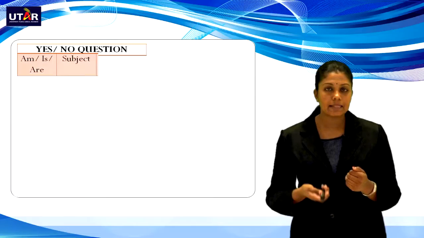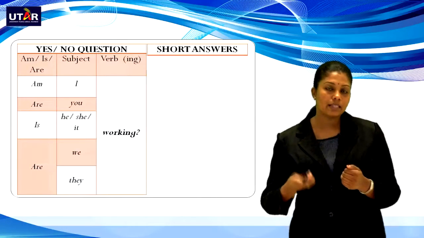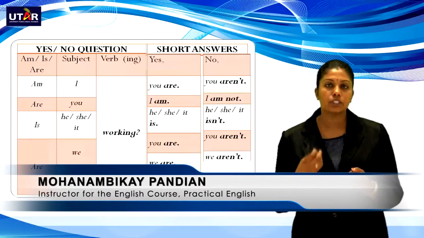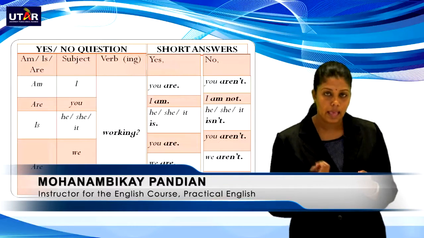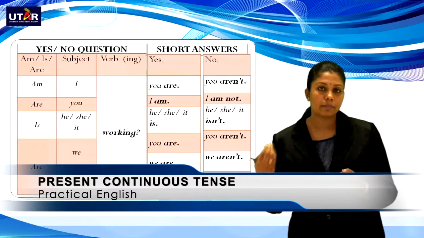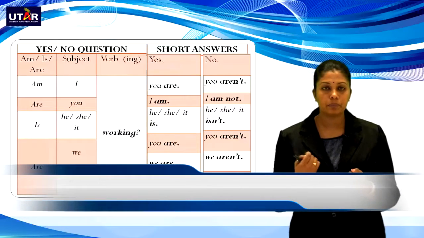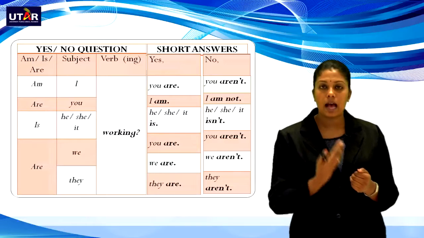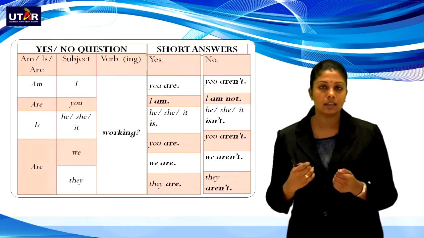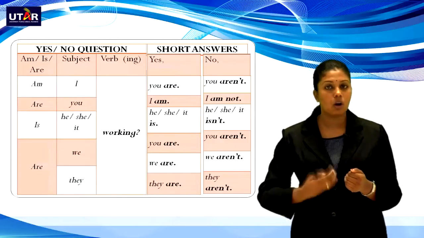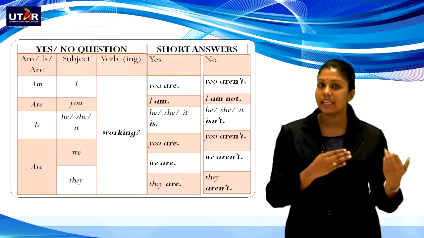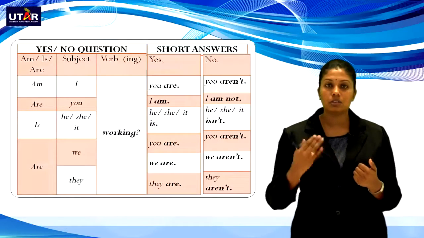We also have yes, no questions. So let's look at yes, no questions. For yes, no questions, you start the question with the auxiliary verb, am, followed by the subject, I, and the verb in present participle form. So am I working? Let's look at the other subjects. Are you working? Is he, she, or it working? Are we working? Or are they working? So the kind of answers that you can anticipate for a yes, no question is yes, you are, or no, you are not.